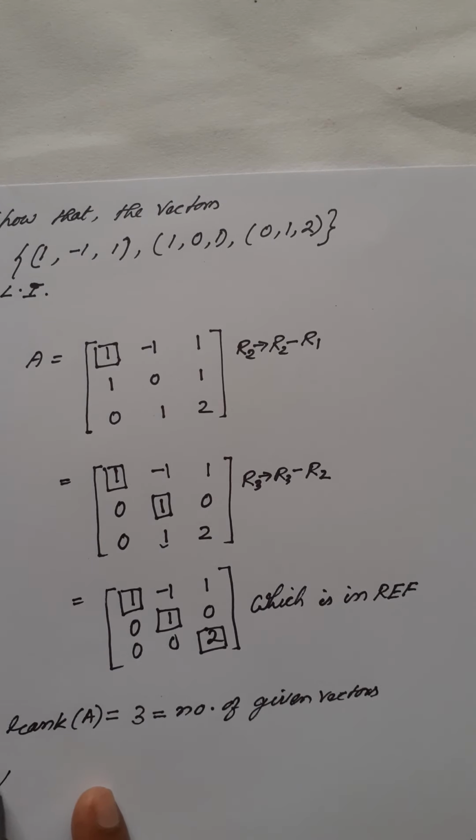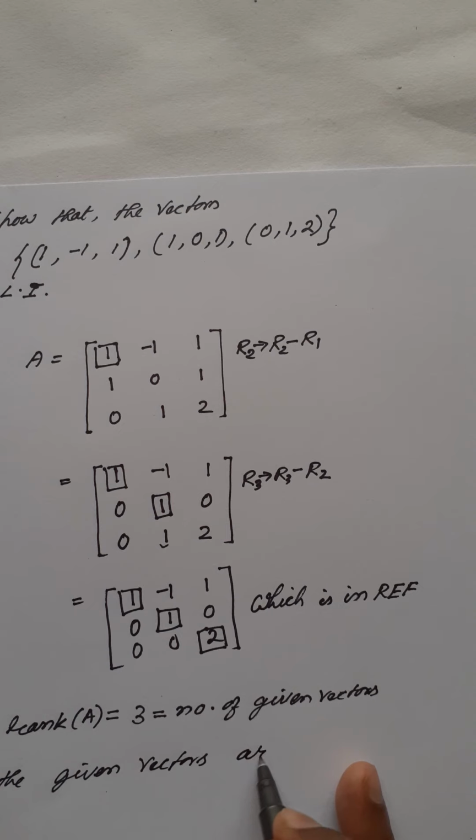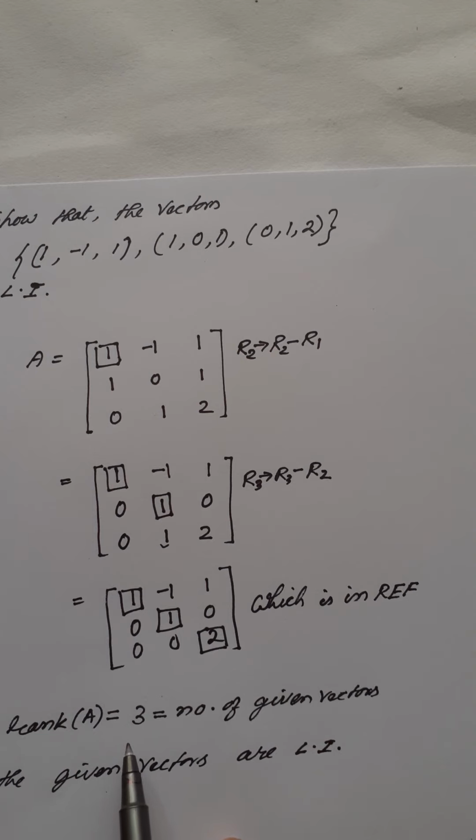So the given vectors are linearly independent. If this rank is less than the number of given vectors, then these vectors will be linearly dependent. Here we are getting rank equal to the number of given vectors. So that's why they are linearly independent.